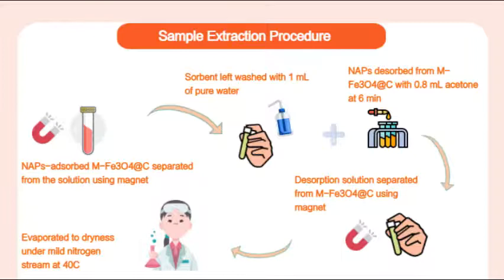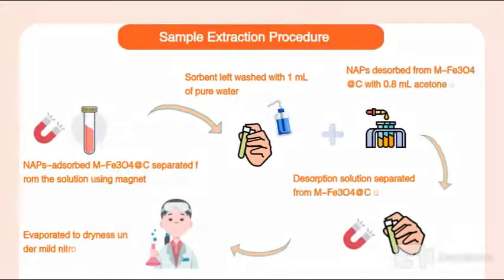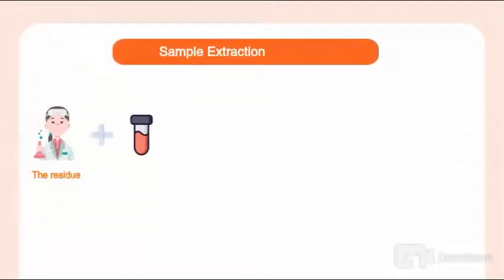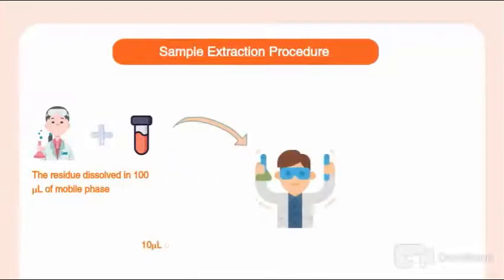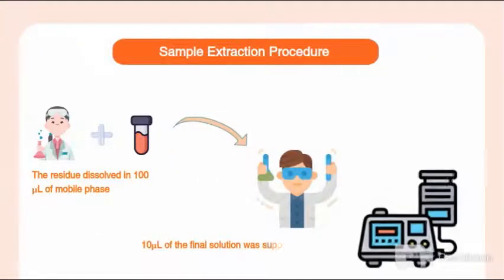The desorption solution was then separated from the magnetic graphitized carbon black using a magnet and evaporated to dryness under a mild nitrogen stream at 40 Celsius. Lastly, the residue was dissolved in 100 microliter of mobile phase and 10 microliter of the final solution was injected for HPLC-UV analysis.